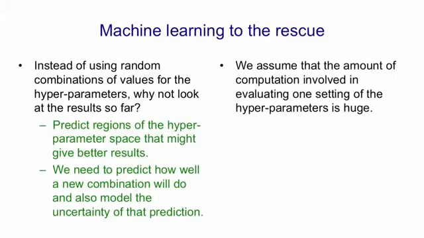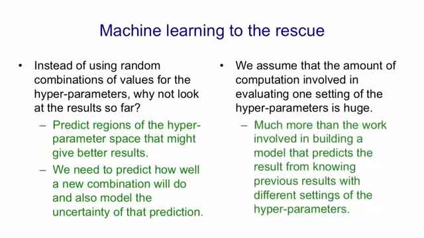Now we're going to assume that the amount of computation involved in evaluating one setting of the hyperparameters is huge. It involves training a big neural network on a huge data set, and it might take several days on a big computer. Relative to that amount of work, building a model to predict how well a setting of the hyperparameters will do, given all the settings we've experimented with so far, is much less work. And so it's going to require much less computation to fit the predictive model to the results of the experiments we've seen so far than it is to run a single experiment.